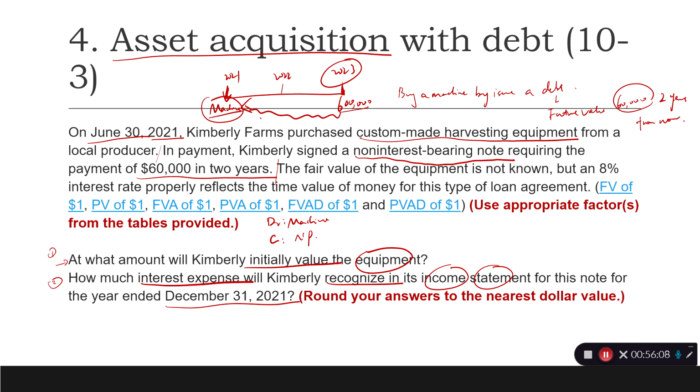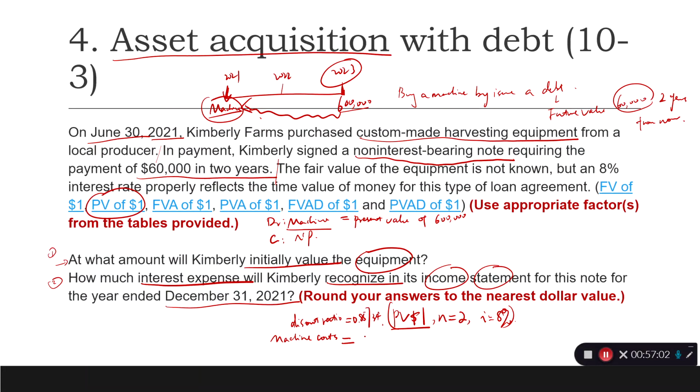Okay, so here's the thing. The $600,000 is a future value, right? So the machine's cost should equal the present value of $600,000. When we're using present value, we need the present value of $1 table, with n equals 2, because it's 2 years from now, and i is 8%. When we go to that table, we find that the discounting ratio equals 0.85734. Hence the machine cost should equal 600,000 discounted by 0.85734, so it's going to equal 514,440.